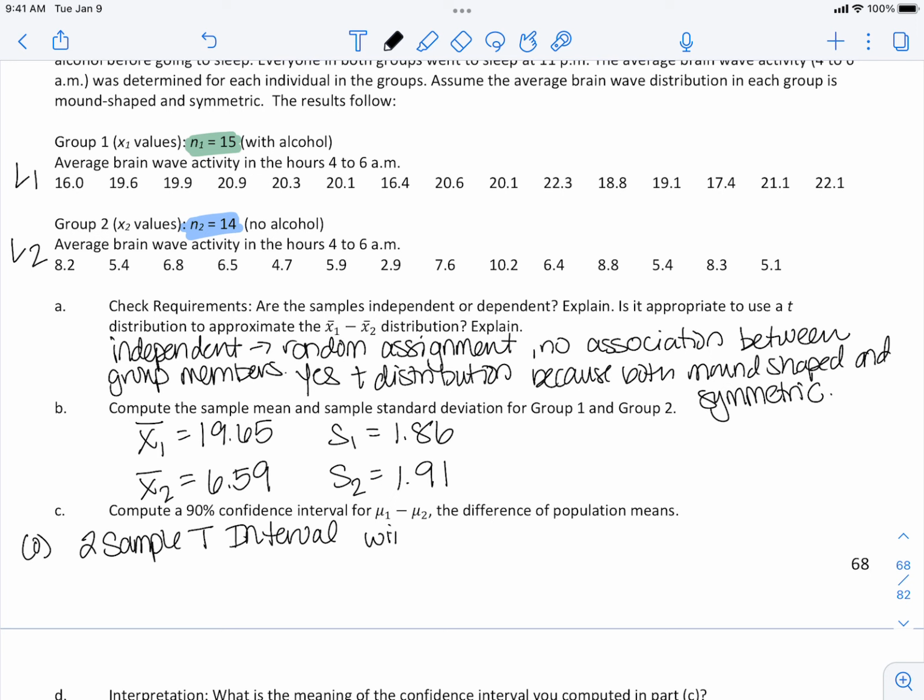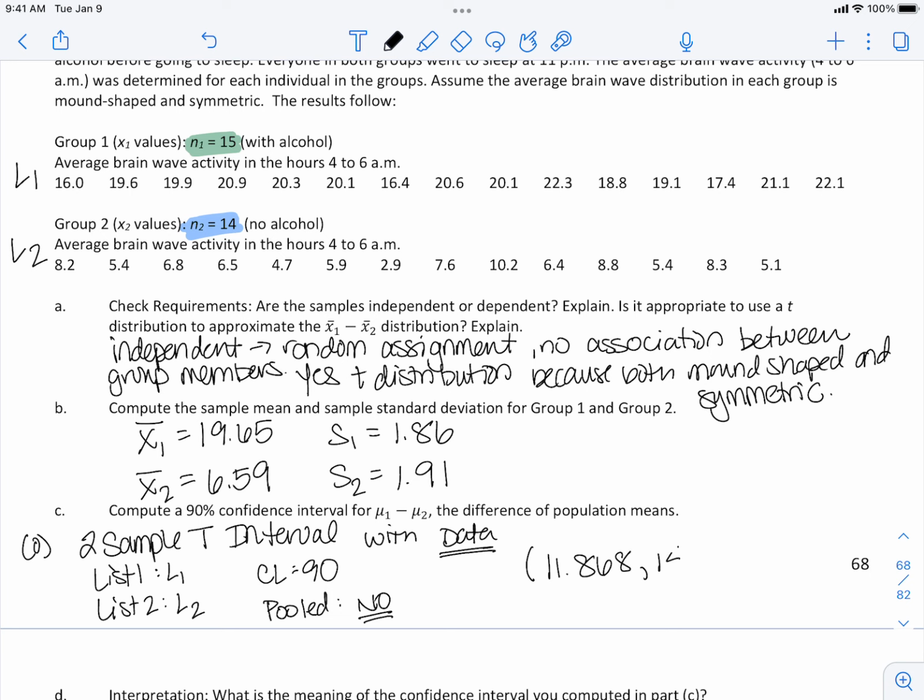And we're going to do this with data this time because we already entered our data into our calculator. So by list 1, it should say L1. By list 2, it should say L2. Leave the frequencies both as 1, and then your CL for confidence level, we're doing this one as 90%. When your calculator asks about pooled, you want to make sure you choose no. We are never going to do it pooled. All right, go ahead and hit calculate, and it should come out to give you 11.868, 14.254. Again, noting this time that both are positive.